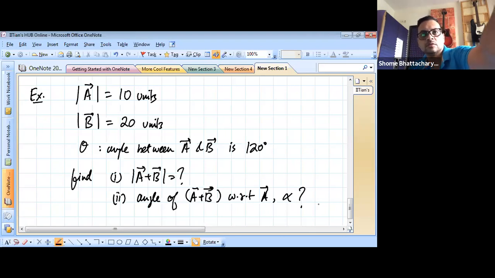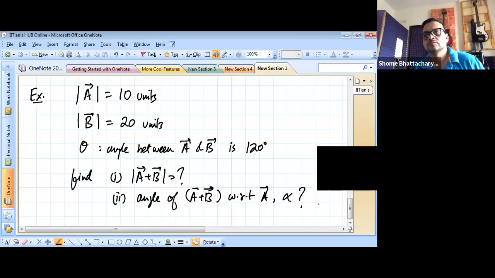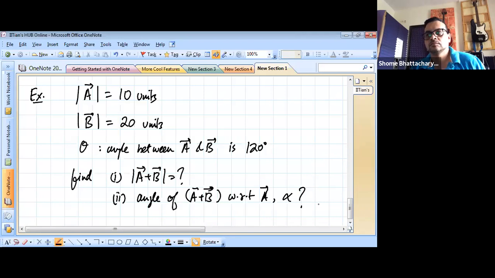Yes, very good, Aman. Khushi, check your calculation again. Yes, Akshat, correct. You have to just use the formula better. Root of A square plus B square plus 2AB cos theta, that formula.